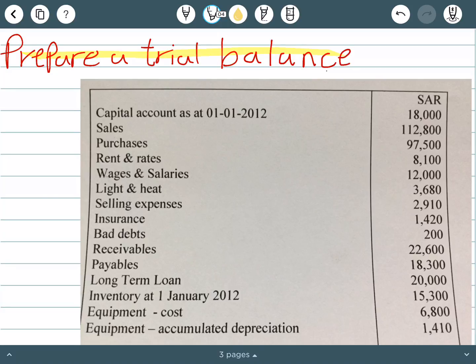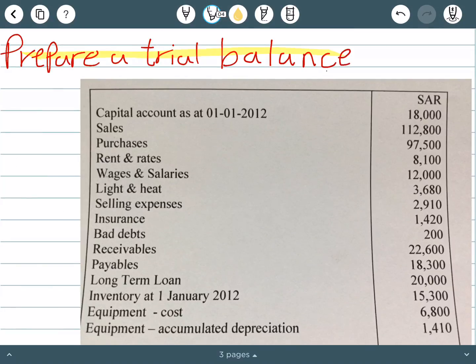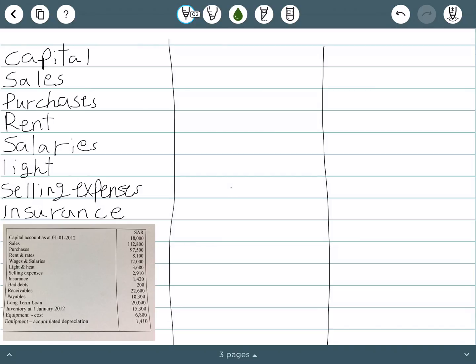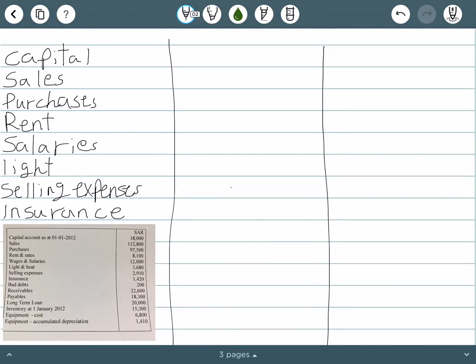The first thing you want to do is write them all down, all of these. And here I want to write debit and here credit. DR is a debit and CR is a credit.